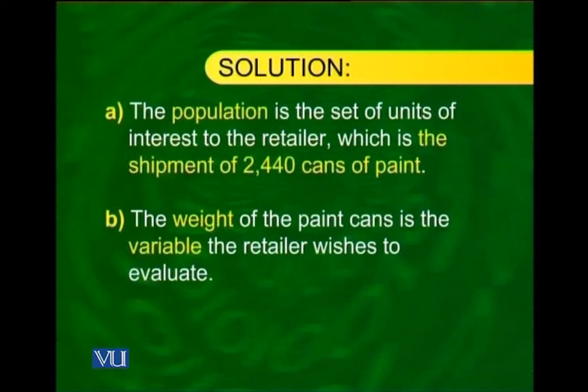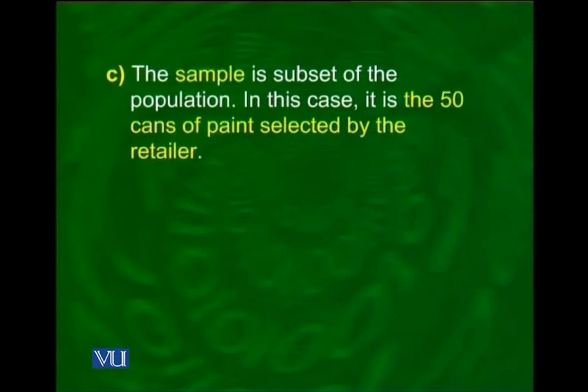First and foremost, students, it is obvious that the population in this example is the set of units of interest to the retailer, which is the shipment of 2,440 cans of paint that he received. The weight of the paint cans is, of course, the variable the retailer wishes to evaluate. The sample is a subset of the population, and in this particular example, it is the set of 50 cans that were inspected by the retailer.